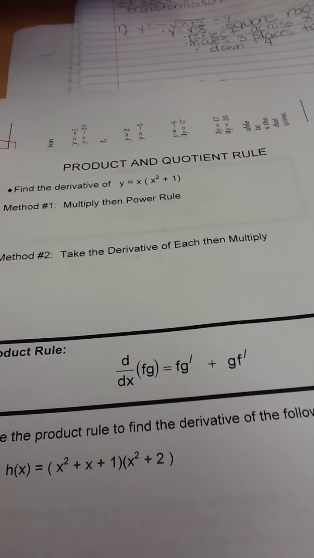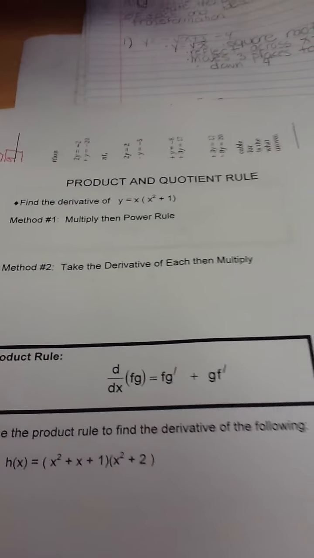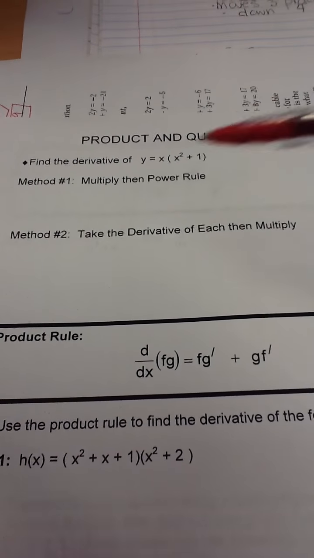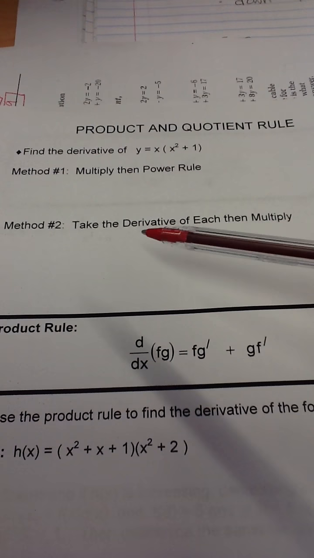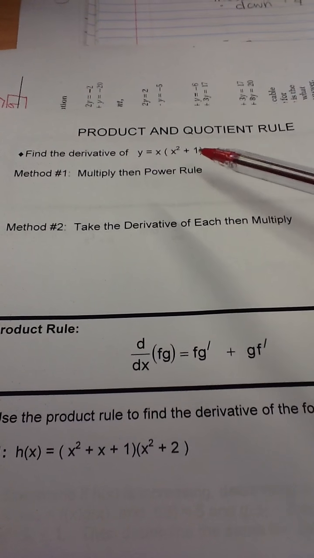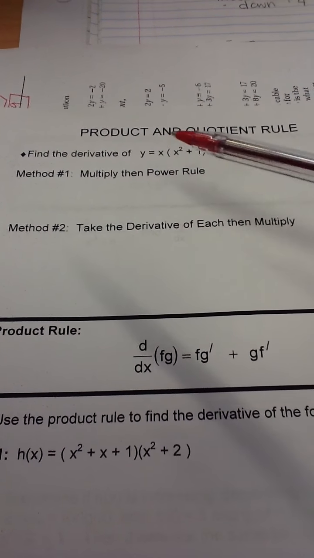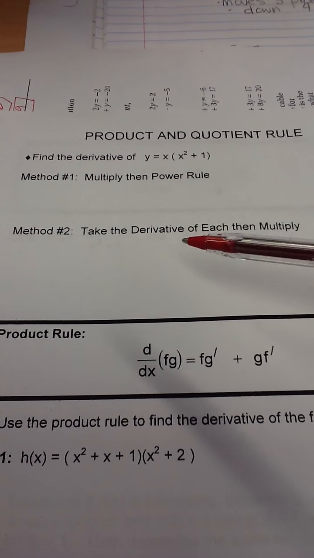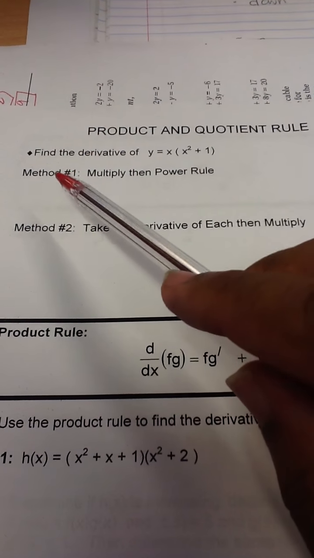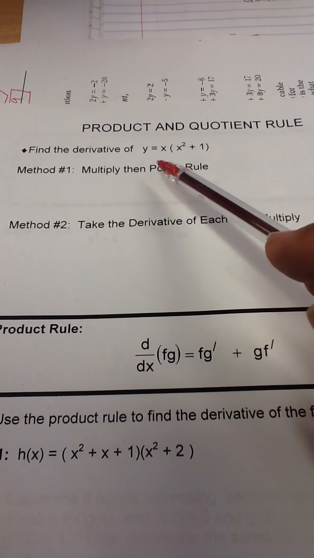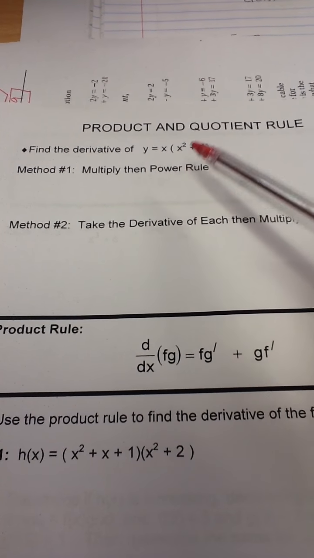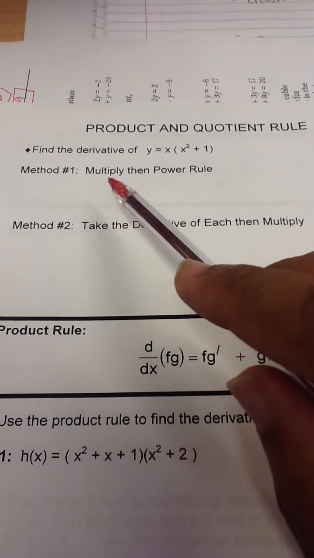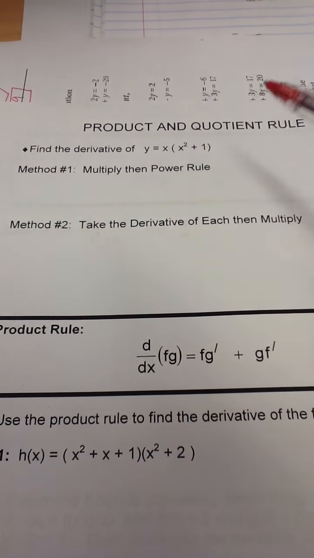All right, so it says the product and quotient rule. This is notes for T25. If we go through each method, what we're going to do is use this example to prove the actual product and quotient rule. First, we're going to do the product rule. So it says find the derivative of y equals x times the quantity x squared plus 1. They want me to first, method 1 says to multiply, then use the power rule.